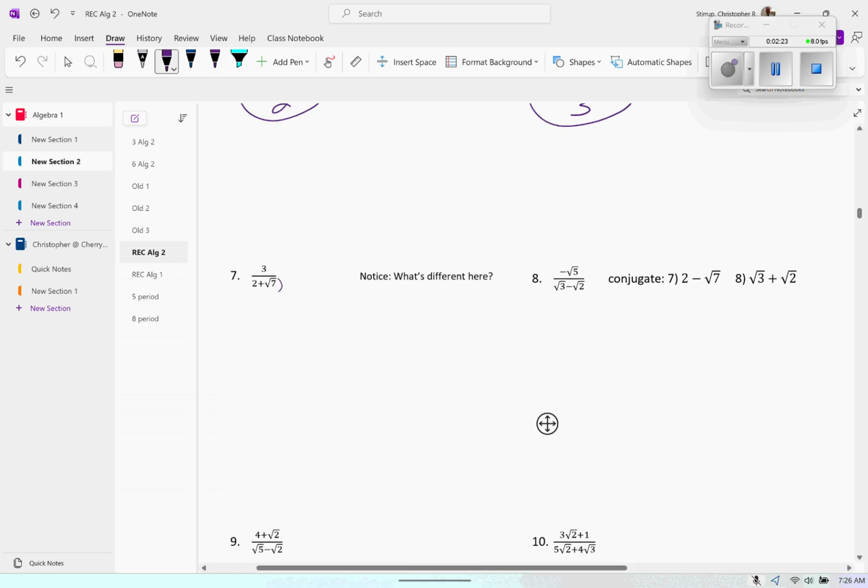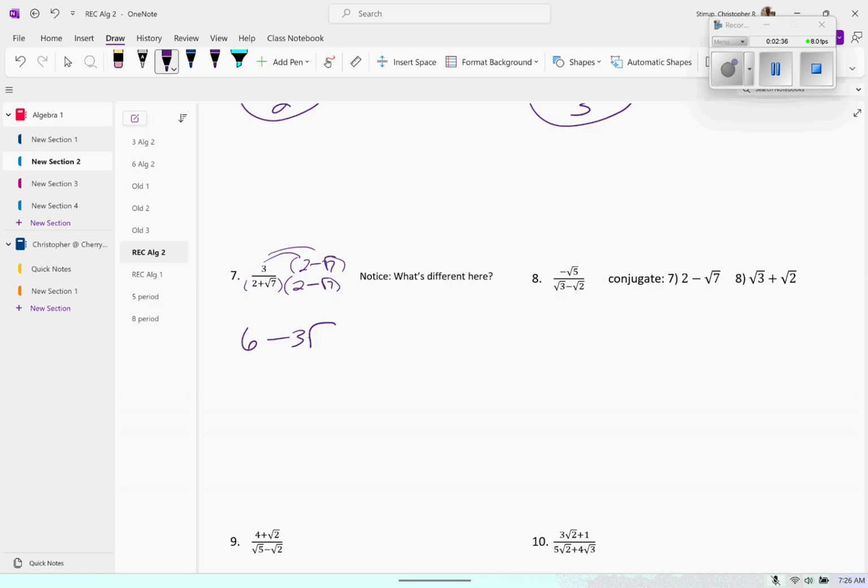Then here, what I want to do is multiply by something called the conjugate, okay? So that's going to be 2 minus root 7. So notice I changed the sign. That was a positive, now it's a negative. Distribute here, so that's going to give me 6 minus 3 root 7. On bottom, that's going to be 2 times 2, which is 4, plus 2 root 7, minus 2 root 7, minus root 49, which is 7. Those cancel. 4 minus 7 is negative 3.